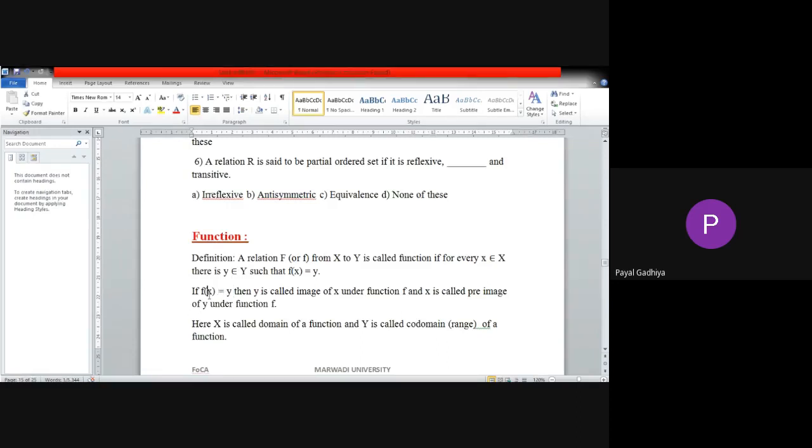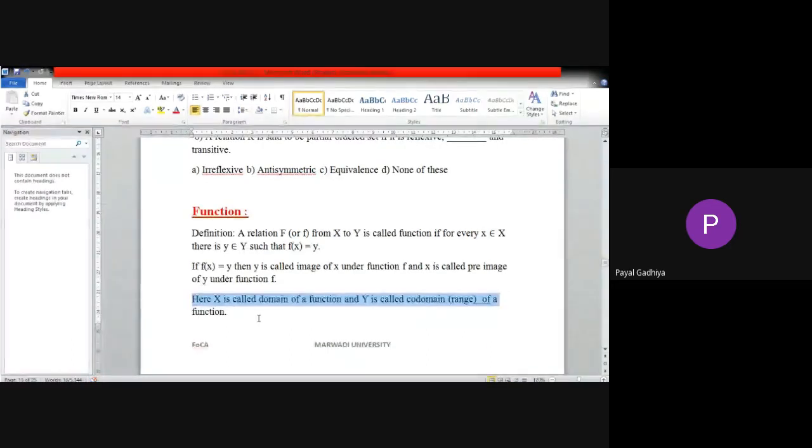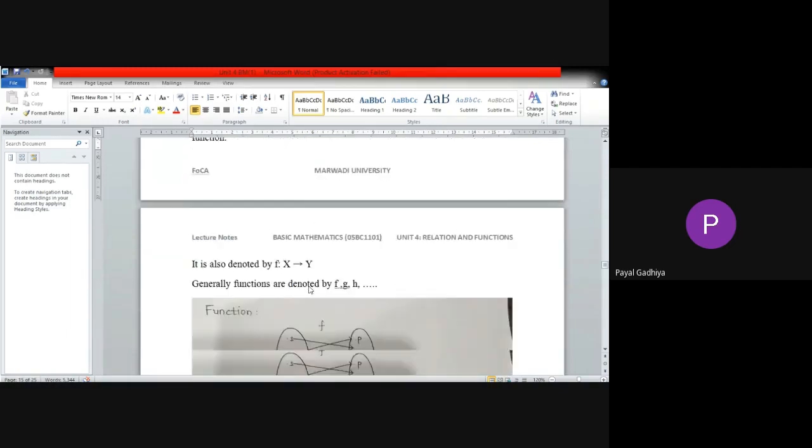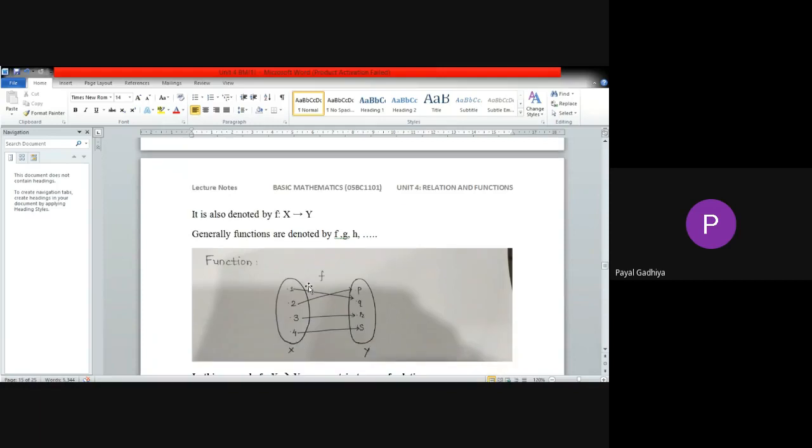Okay, here X is called the domain and Y is called the codomain, or we can say range also. So the set from where x is coming, we can call the domain, and the answer will be in the other set, which we can call the range, right? So this is the presentation of a function.